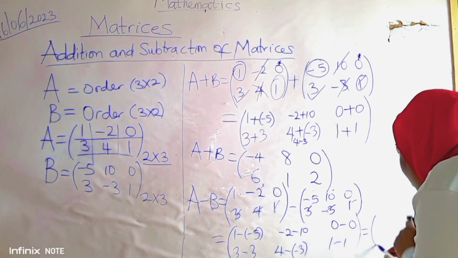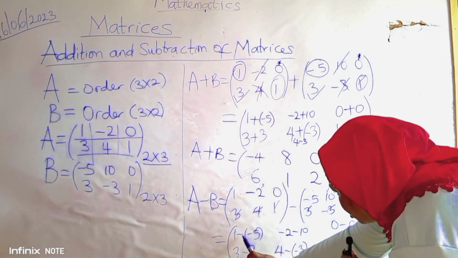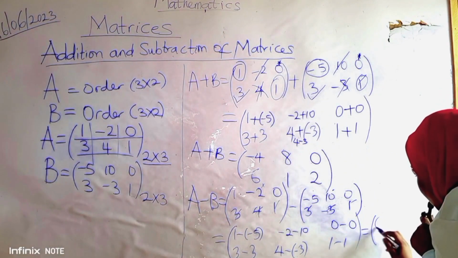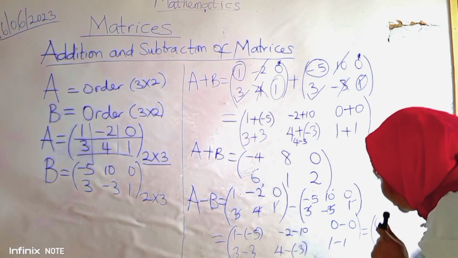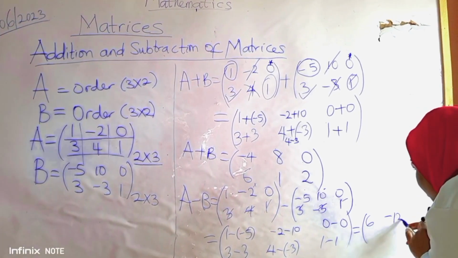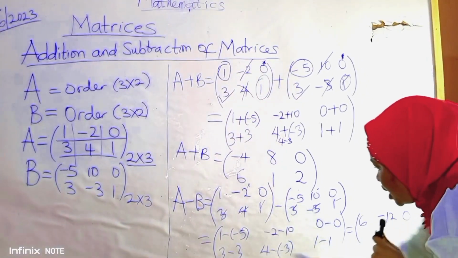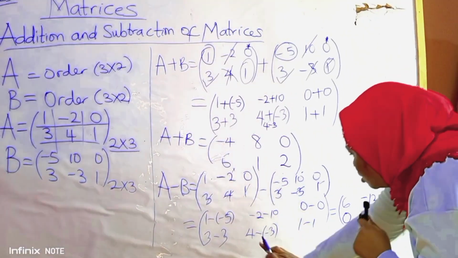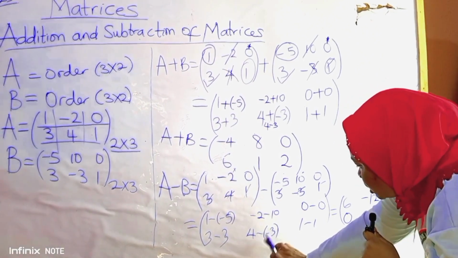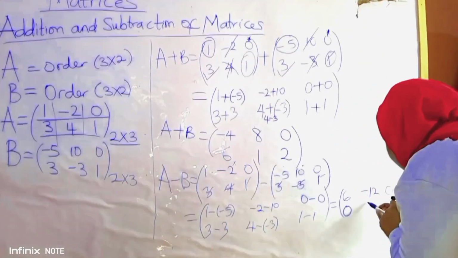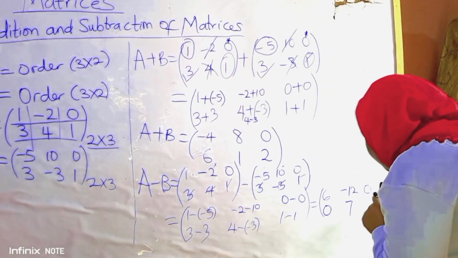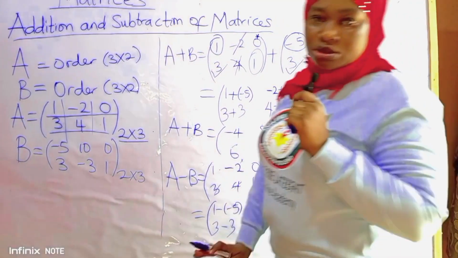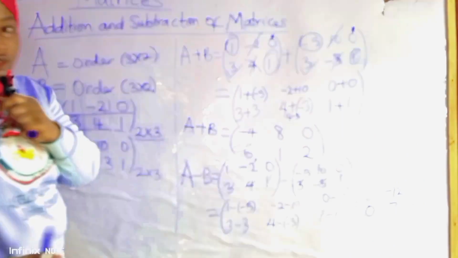So our answer is going to be: minus multiplied by minus is plus, so 1 plus 5 is equal to 6. Minus 2 minus 10, that is minus 12. 0 minus 0, 0. 3 minus 3, that is 0. Minus multiplied by minus is plus, so 4 plus 3 is 7. 1 minus 1 is 0. So can you see? We have performed the subtraction on those two matrices as well.